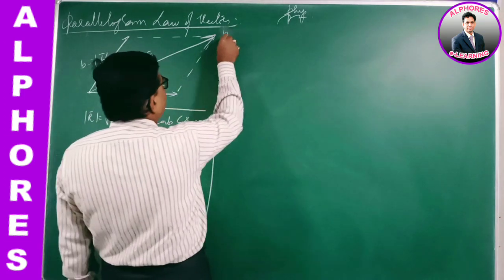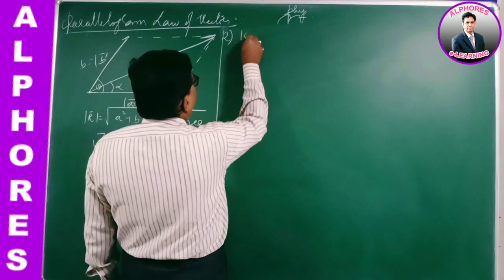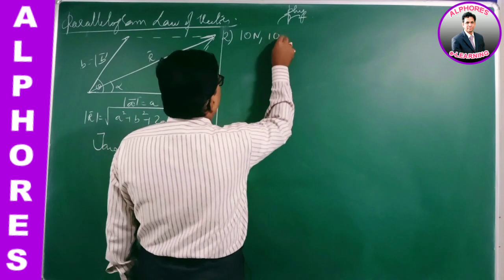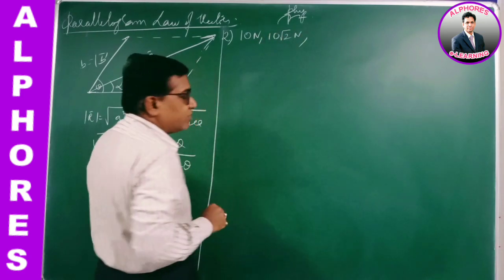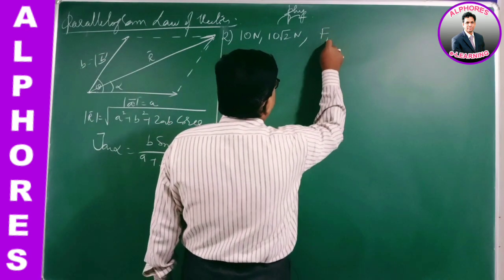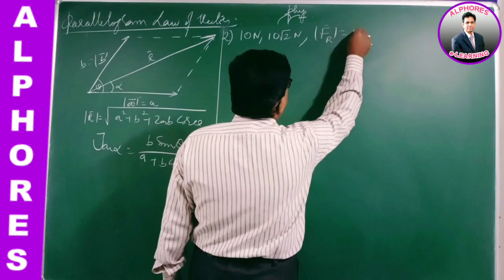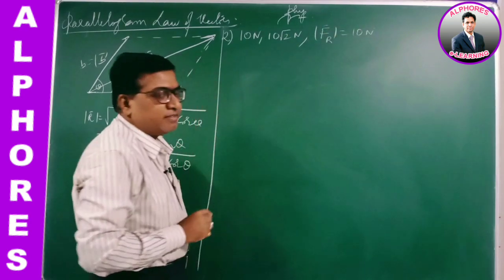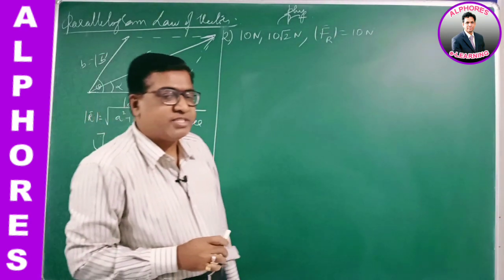He says like this, the question reads, two forces 10 Newton and 10 root 2 Newton have a resultant force of magnitude 10 Newton. Then find the angle between the vectors. Now this is the question.